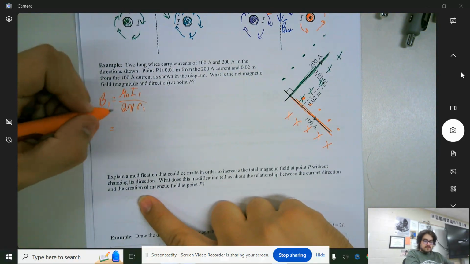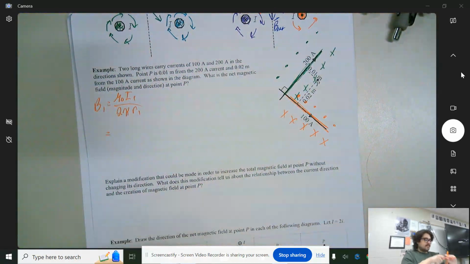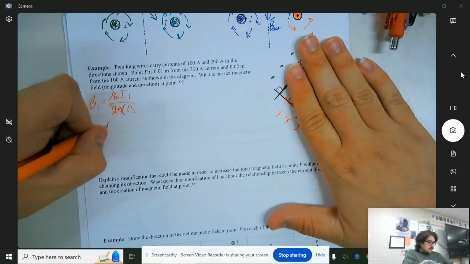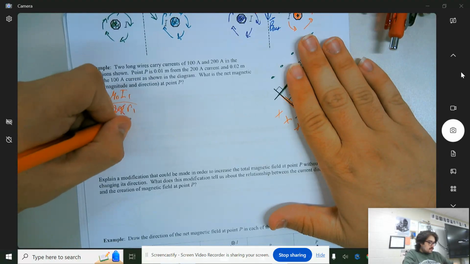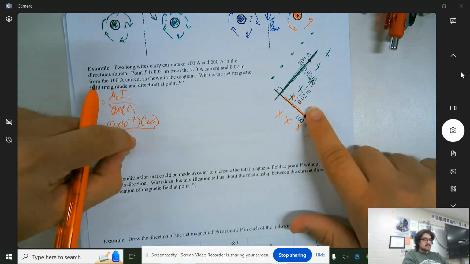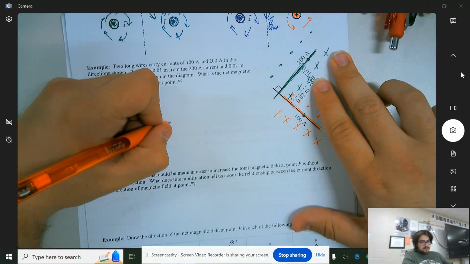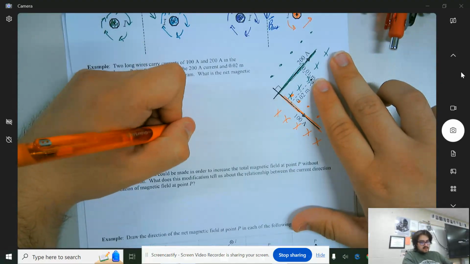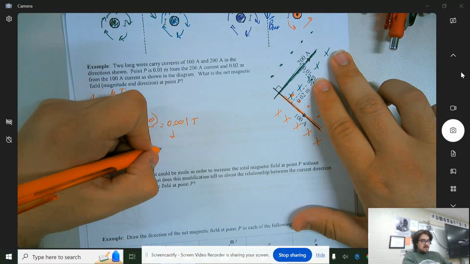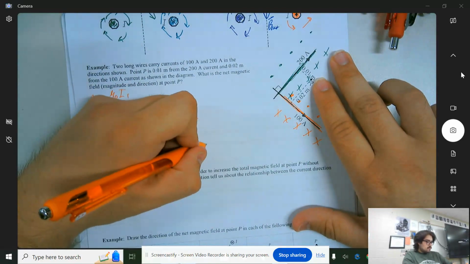And if we plug in everything we've got here, well, first off, let's simplify, right? We can actually knock out the 2 pi. We talked about simplifying this earlier. Okay, so you should end up getting something like 2 times 10 to the negative 7, times 100, and the distance is 0.02, okay, you end up getting 0.001 Tesla, or that can be safely turned into 1 millitesla, okay, and that's going out of page, okay.